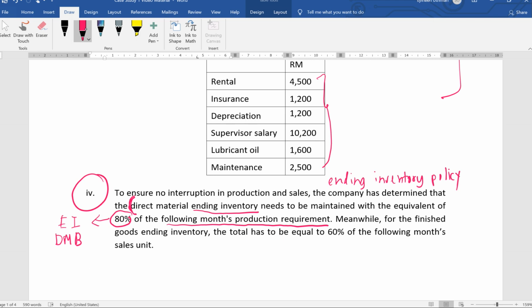And you have another piece of information here. Meanwhile, for the finished goods, that means we are referring to the production budget. For your production budget, the ending inventory policy has to be equal to 60% of the following month's sales units. So this is the ending inventory policy for the production budget, and 80% is the ending inventory policy for your direct material budget.